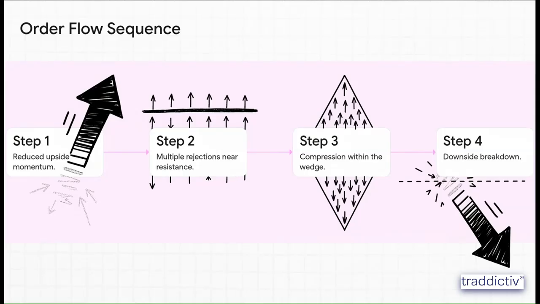And think about it, when aggressive buyers repeatedly slam their heads against a massive wall of unfilled sell orders, a very logical sequence of events unfolds. Step 1, we start seeing reduced upside momentum because the buyers are getting completely bogged down. Step 2, we see multiple rejections right near that resistance zone as those massive sell orders absorb all the buys. Step 3, because the buyers keep trying but just keep failing to break through, the price physically compresses into that tight wedge shape. And finally, step 4, the buyers throw in the towel, their orders dry up, the underlying imbalance flips, and boom, we get a downside breakdown.